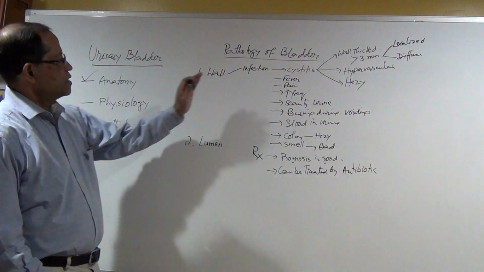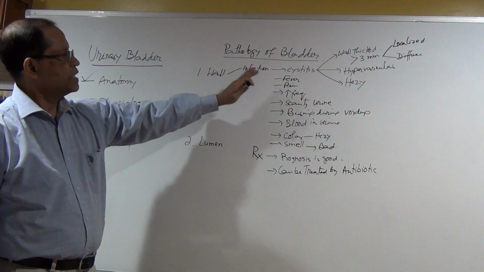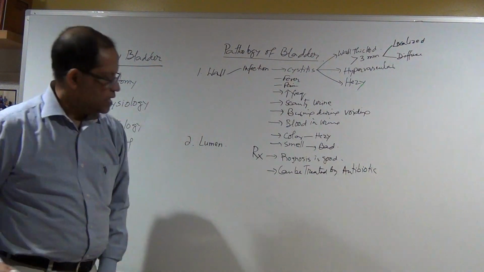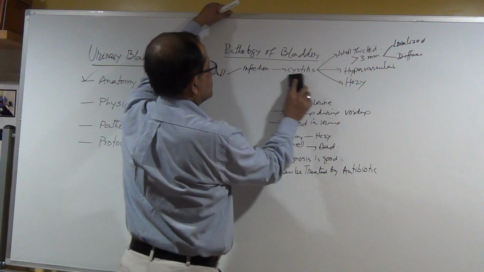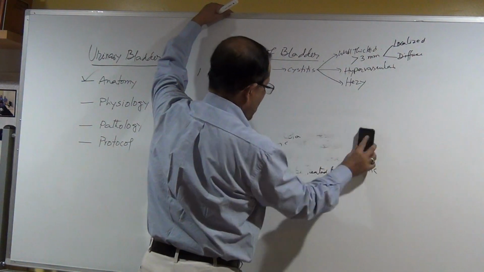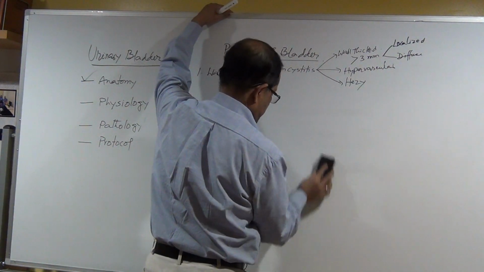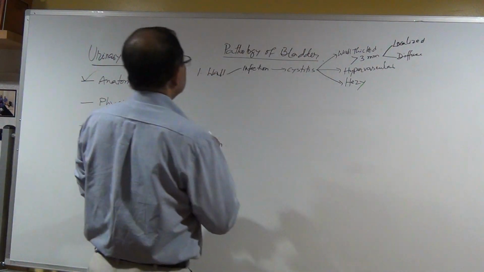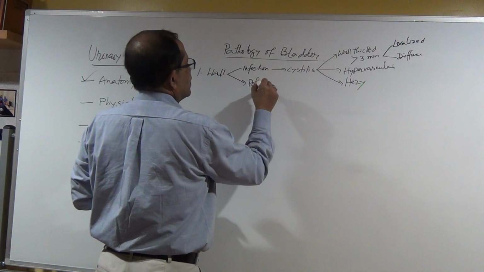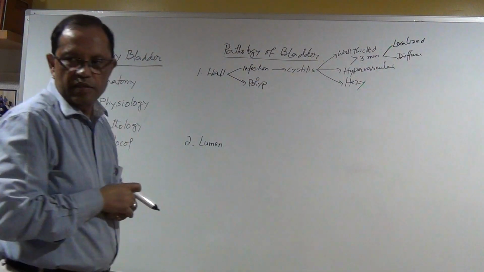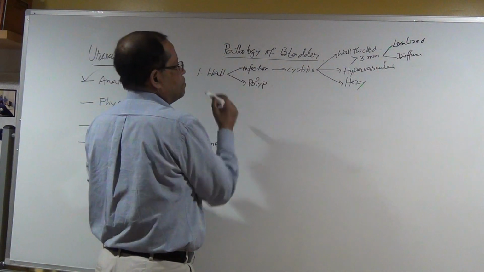So this is in the wall. One is infection, cystitis. Now, in the wall, what else could it be? Common sense. There might be a polyp. Right? What is a polyp?